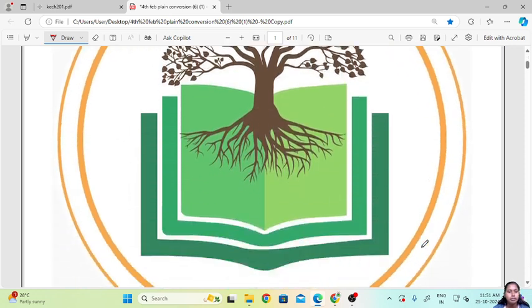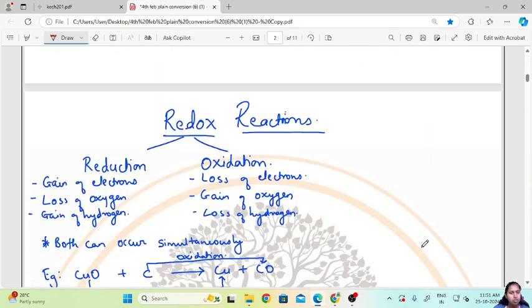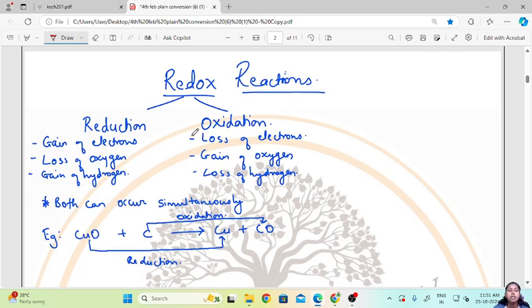So today we'll start with a new chapter, that is redox reactions. Redox is basically two types of reaction, that is reduction and oxidation. Since it is called redox, it means both reactions take place simultaneously. Now what is reduction? In simple words, reduction is gain of electrons, and oxidation is loss of electrons.